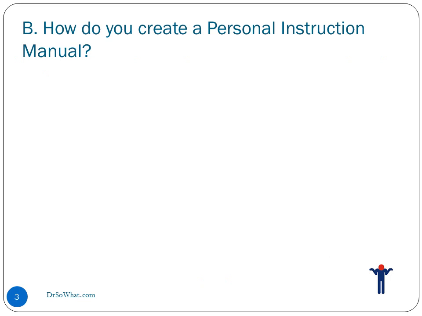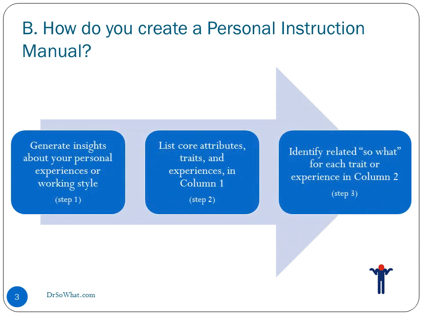So how exactly do you create a personal instruction manual? There are 3 steps. The first step is generating insights about your personal experiences or working style. Then you take those insights to begin creating your document. In column 1, you will list core attributes, traits, and experiences. And in column 2, you will identify the related "so what" for each trait or experience from column 1.